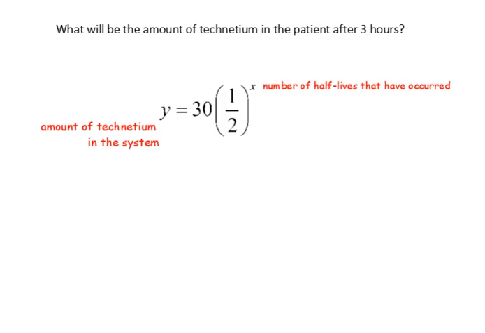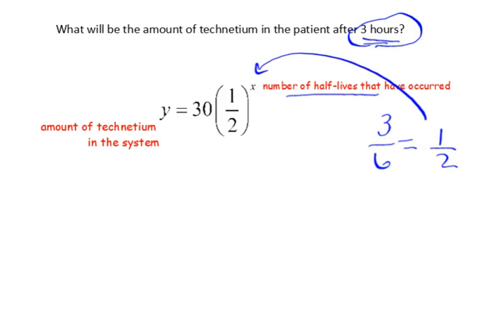So our first question is, what will the amount of technetium be in a patient after 3 hours? So we have our equation set up. We have that initial amount of 30 in there, and we're given 3 hours. Well, we know x is the number of half-lives that have occurred, so what we need to figure out is how many half-lives is that? Well, half-life is 6 hours, so we're going to do 3 divided by 6 is 1/2. So 3 hours is half of a half-life. So that's how many half-lives that have occurred, is half of a half-life.